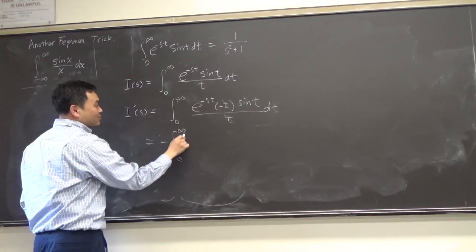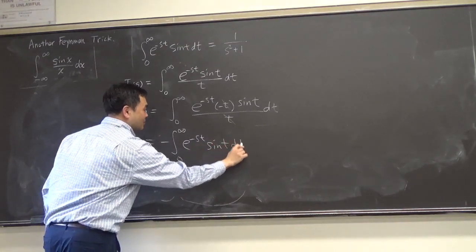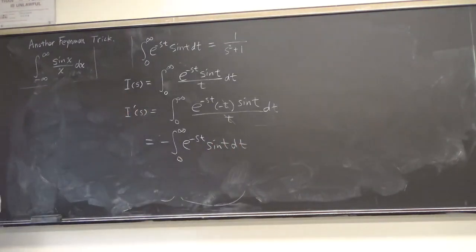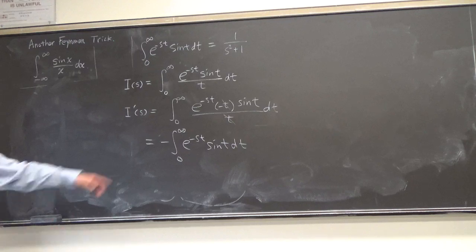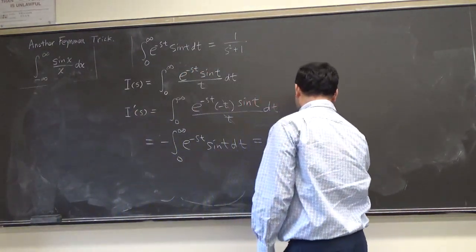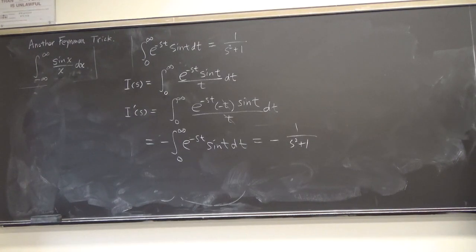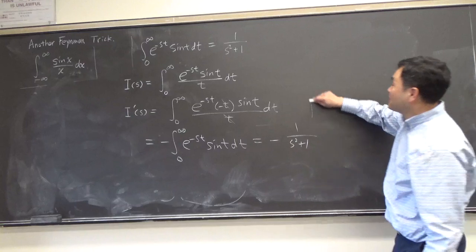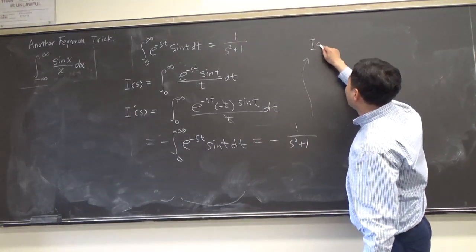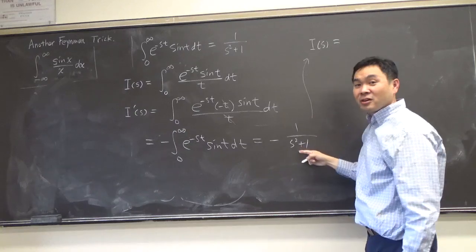What a surprise. What is this? It's negative 1 over s squared plus 1. It's exactly the same thing. Therefore, I of s is just the antiderivative of this.